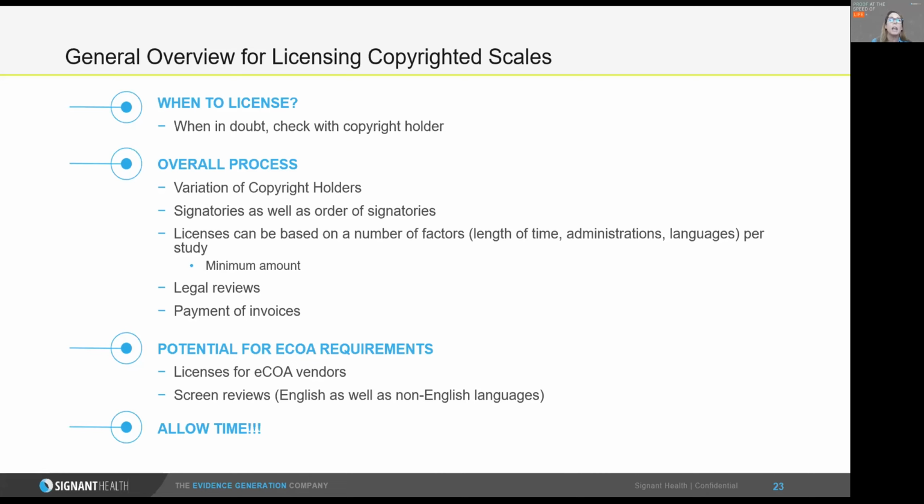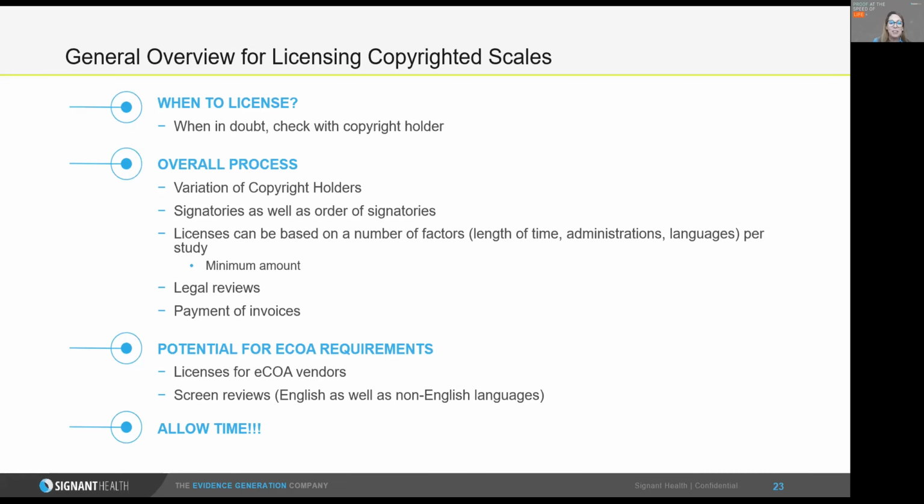Licenses can also be based on a number of different things. As I mentioned, different copyright holders have different requirements. You've got your length of time: how long are you going to use the IP? Number of administrations of the scale. How many languages do you want? And all of this is based on per study. Some copyright holders also have a minimum amount of administration. So say you only need 10, 15 administrations, doesn't matter. They may have a minimum requirement of maybe 100, maybe 1,000. There are so many different requirements out there that you really have to know each and every scale, which of course is always challenging.